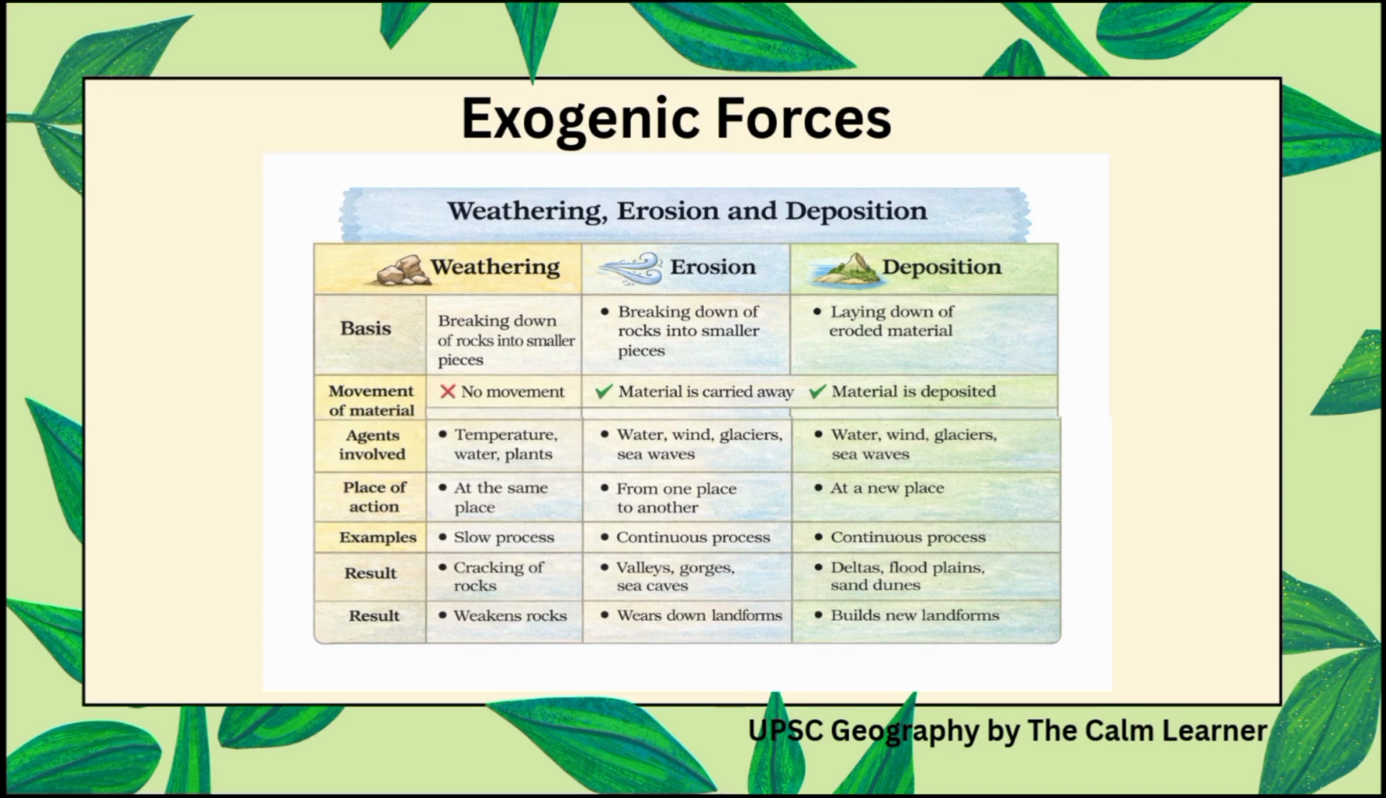The last process is deposition. Deposition occurs when eroded material is laid down at a new place. This process helps in formation of new landforms like floodplains, deltas, and sand dunes. So weathering breaks the rocks, erosion carries the material, and deposition settles it down. You can also take the screenshot of this table to understand weathering, erosion, and deposition.